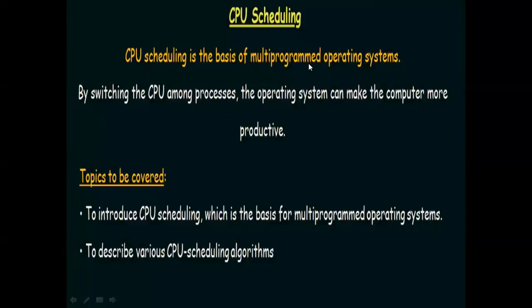CPU scheduling is the basis of a multi-programmed operating system. As we have seen already, an operating system can be of two types: one is a multi-programmed operating system, the other one is a time-sharing operating system. By switching the CPU among processes, the operating system can make the computer more productive. Thus we can increase the utilization of the processor.